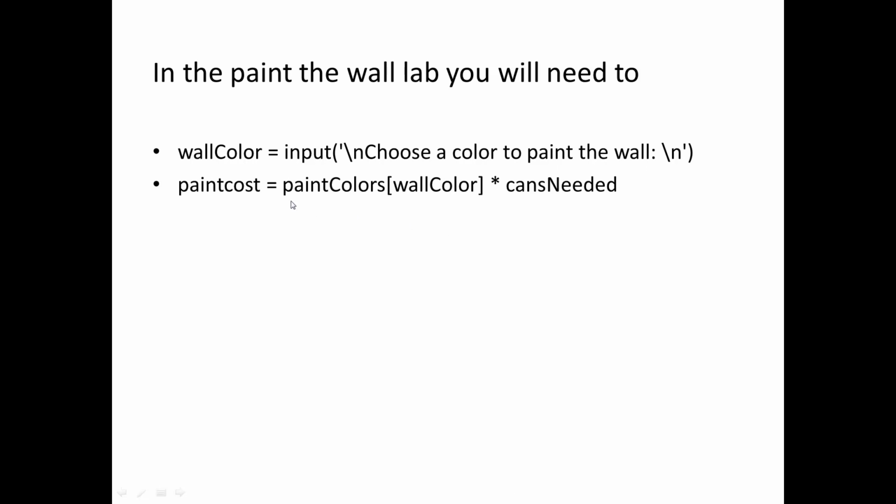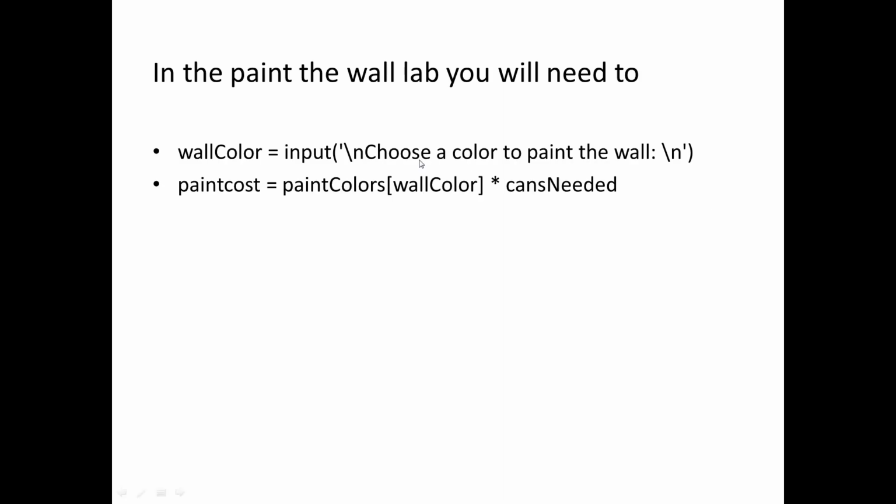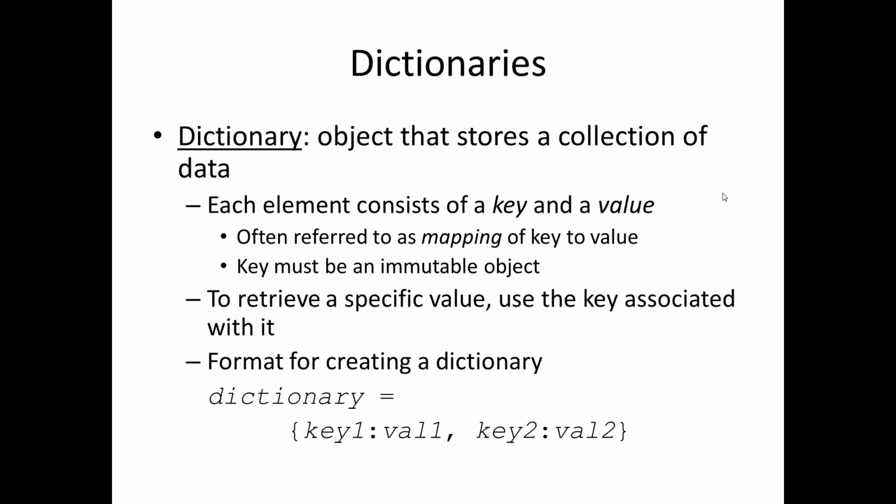Now this is an interesting statement here. Paint cost that you need to calculate equals paint colors, with this value in brackets, the wall color, times cans needed. Let's talk a bit more about that. In order to understand what this statement means, we need to talk about dictionaries. So dictionaries are Python objects that store collections of data, and the data that they store are in key value pairs. So when you have a dictionary, you can get values out of that dictionary using a key.